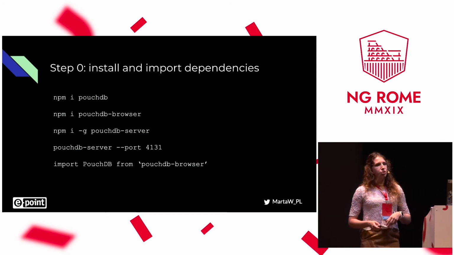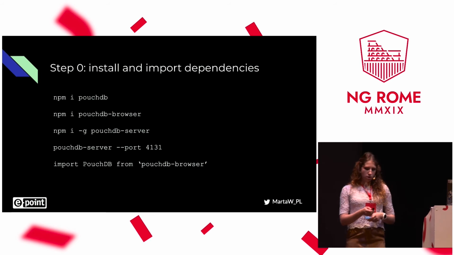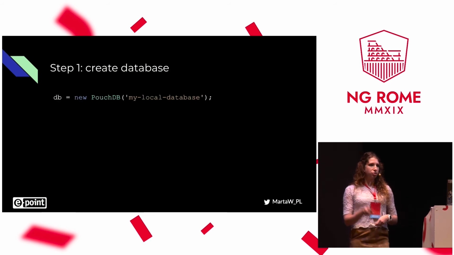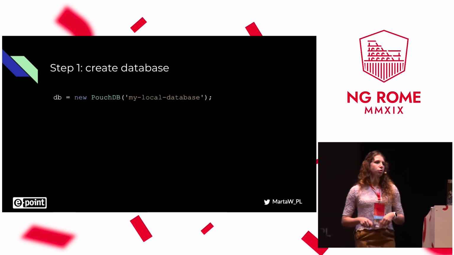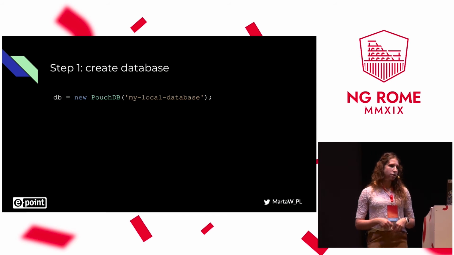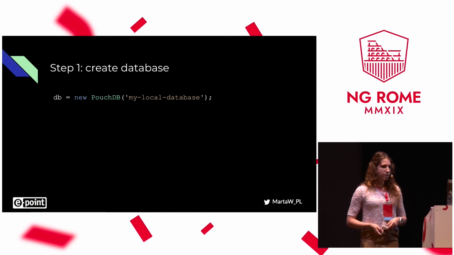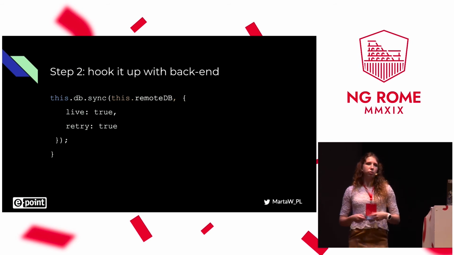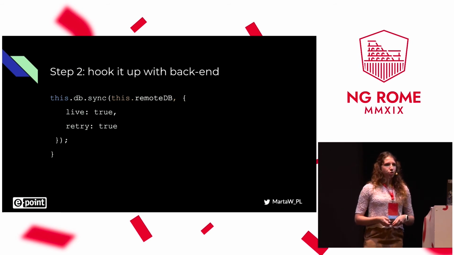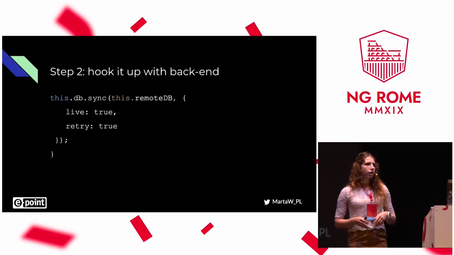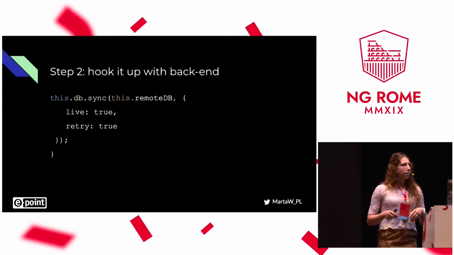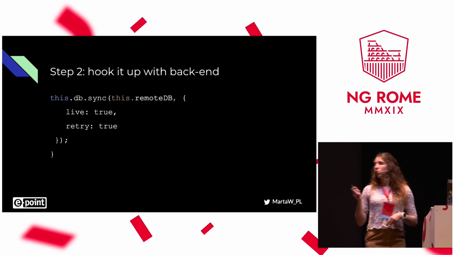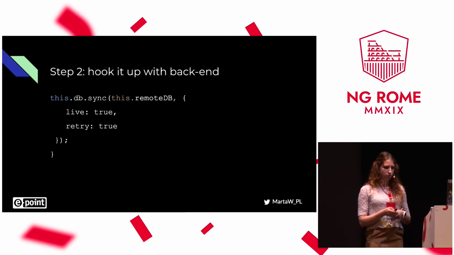And if you want to use it in your app, you need to import it and use it this way. So you need to initialize this local database and add a name for this database. Then we need to hook it up with the backend for replication. So you need to add a remote database, and you need to configure the synchronization method. And here you can see an example for bidirectional synchronization.